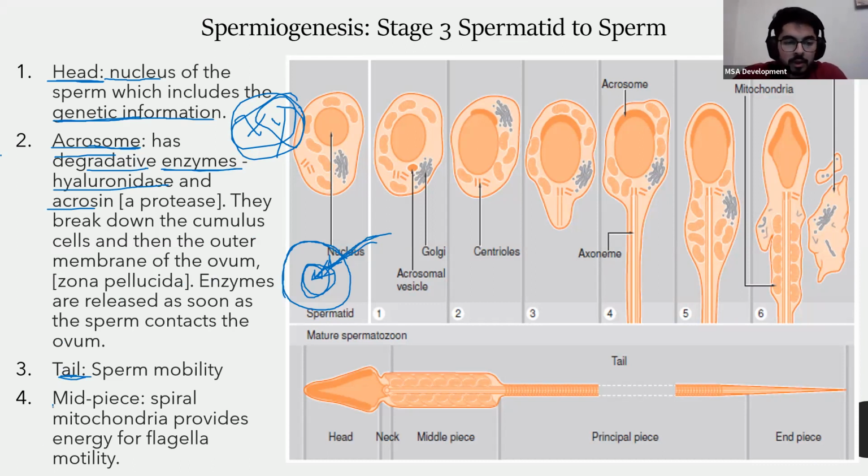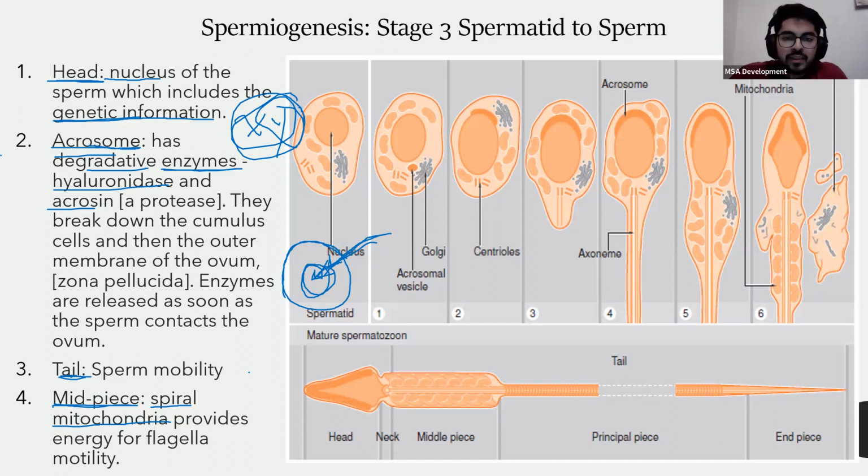The last but not least part is the midpiece. The midpiece basically consists of spiral mitochondria. This spiral mitochondria is going to provide all the energy that the tail is going to need to move. Without the energy provided by the mitochondria, the tail is not going to be able to move.